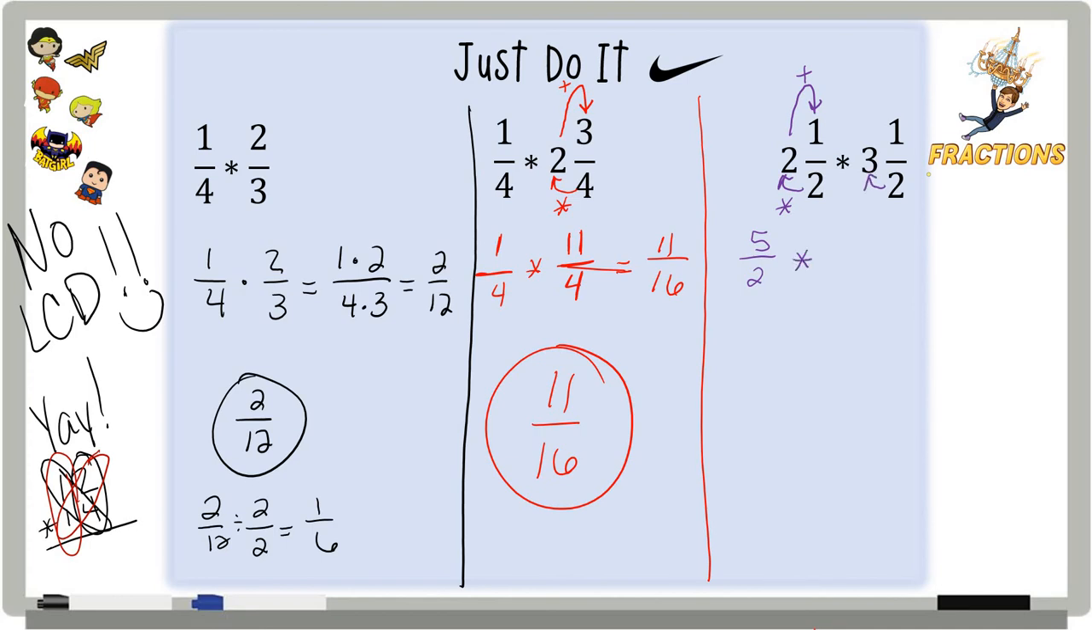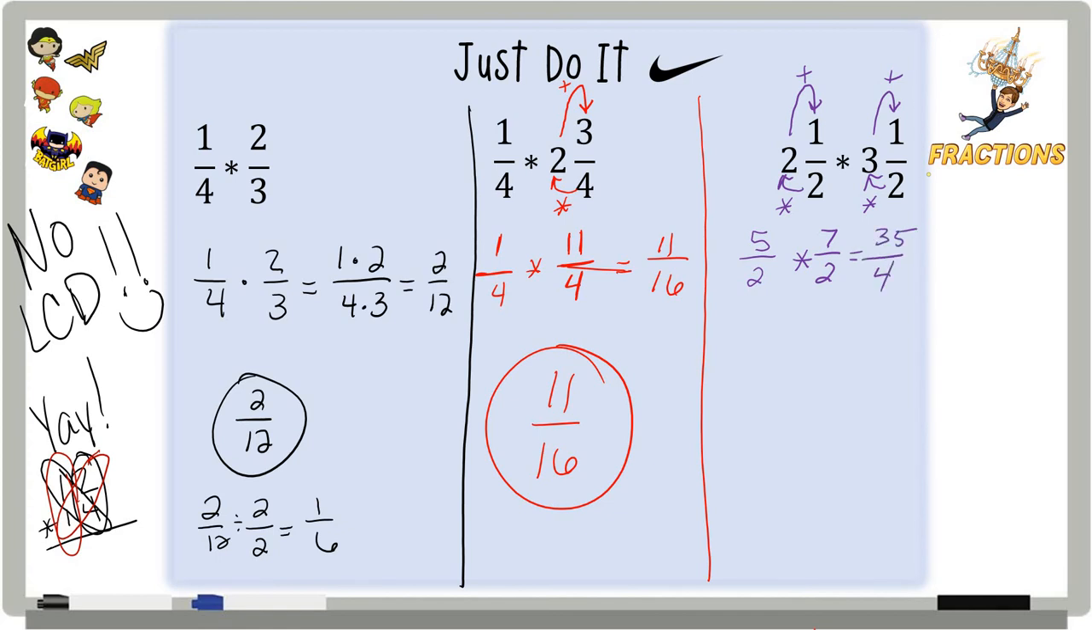Here I have 3 groups of 2, because remember the denominator tells us how many are in each group. The whole number tells us how many whole groups we have, so we have 3 groups of 2, so that means we have 6 pieces, plus that 1 that was left over, which makes 7 pieces. And now I just get to multiply straight across. 5 times 7 gives me 35. 2 times 2 gives me 4.